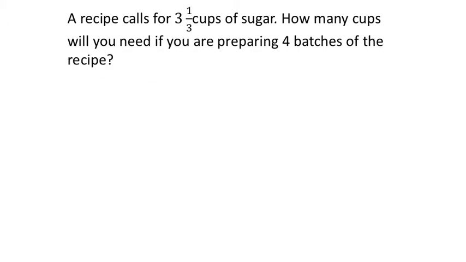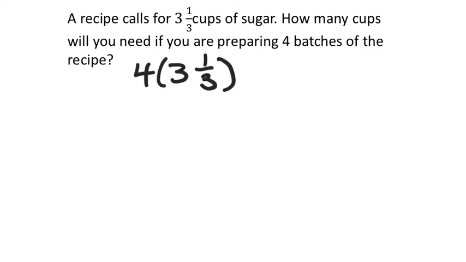The recipe calls for 3 1/3 cups of sugar. How many cups will you need if you're preparing 4 batches of the recipe? So this goes back into really the definition of multiplication, right? It's like saying you got 4 groups of this 3 1/3 right there. And so this multiplication, you could have just put the multiplication symbol there. It's up to you. Same thing, okay?